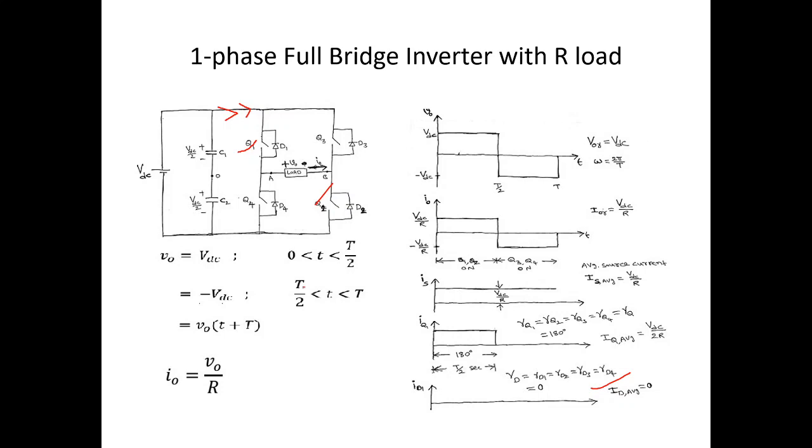So the conduction angle of each transistor, or each switch, is going to be 180 degrees, and the conduction angle of each diode is equal to 0 degrees. From that fact you can now find out the average value of each switch current. So please do verify these expressions whenever you are free.